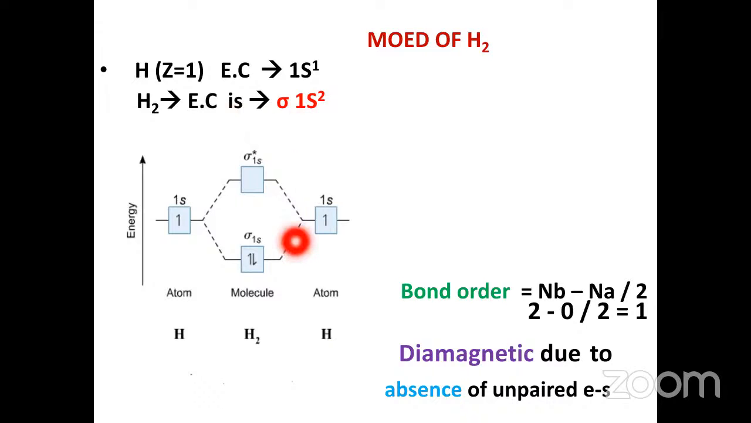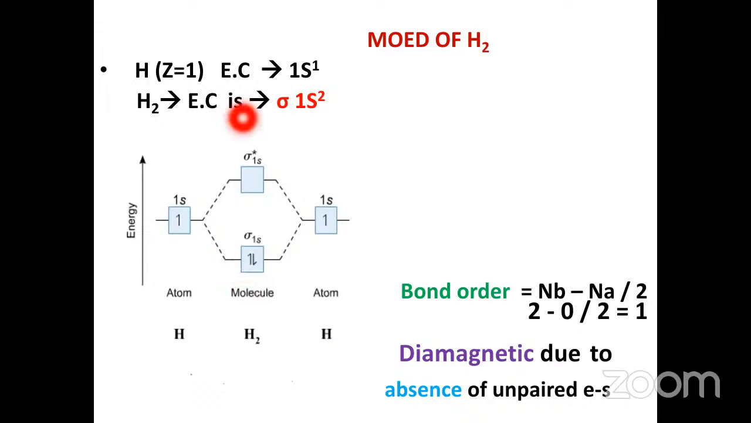Now you fill these orbitals. Here these are the atomic orbitals of the hydrogen atoms, and these are the molecular orbitals of the hydrogen molecule. One hydrogen's electronic configuration is 1s1, so you fill the electron in the 1s orbital. This is another hydrogen atom. These combine to form the molecular orbitals by the LCAO method. These are molecular orbitals. Now you fill the electrons in the molecular orbitals.